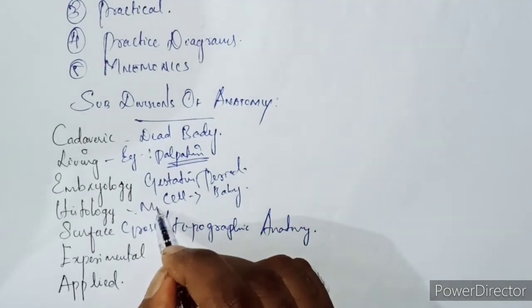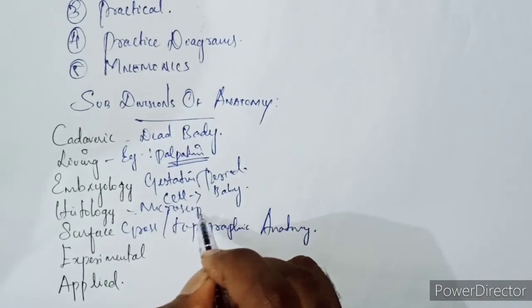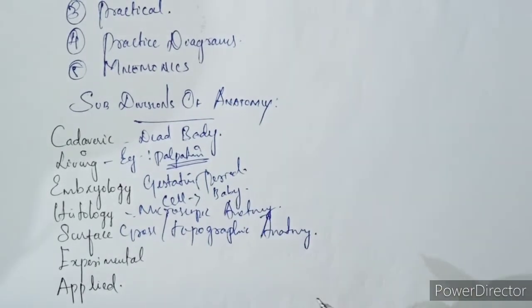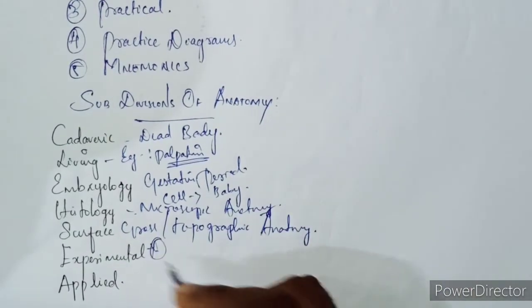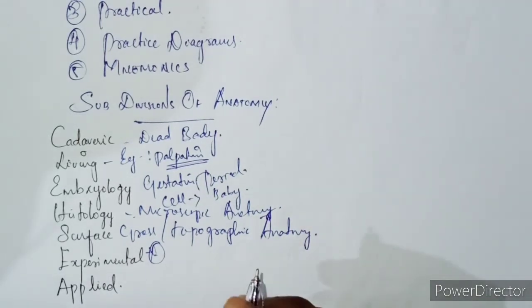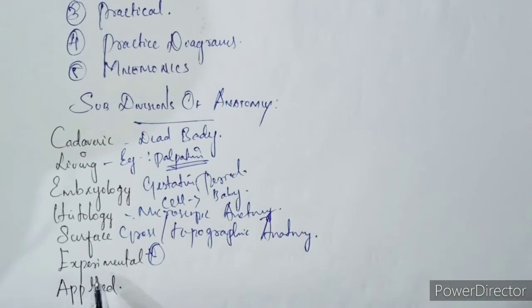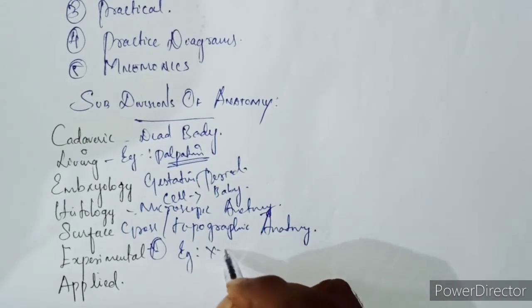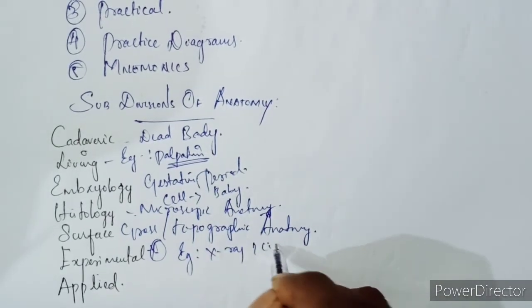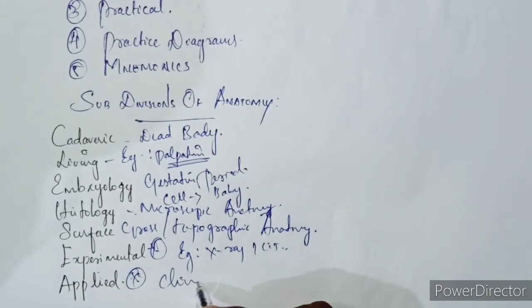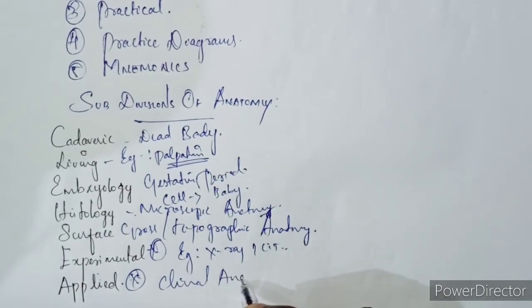Then histology, that is microscopic anatomy, dealing with what is seen under the microscope. Then the important one, that is experimental anatomy, which deals with investigations. That is radiological anatomy, which I have written as experimental, where we are dealing with investigations, for example X-rays and CT, etc. And another important one is applied anatomy, that is clinical anatomy.